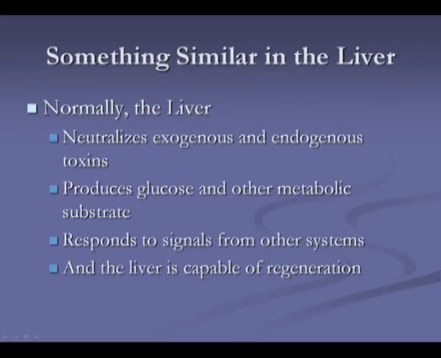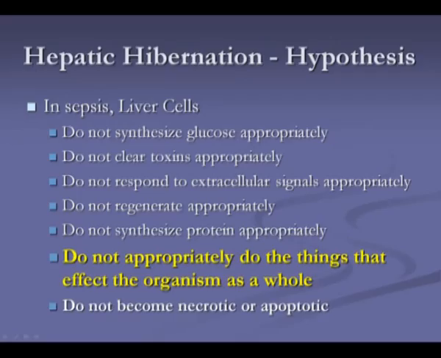How about something similar in liver? Well, let's define what the liver normally does. It normally neutralizes toxins, those that are developed by the body and those that are put into the body. It produces glucose and other metabolic substrate. It responds to signals from other systems. It's capable of regeneration, which is to say that liver cells that die go away, but the cells that remain can replicate themselves and restore the mass.